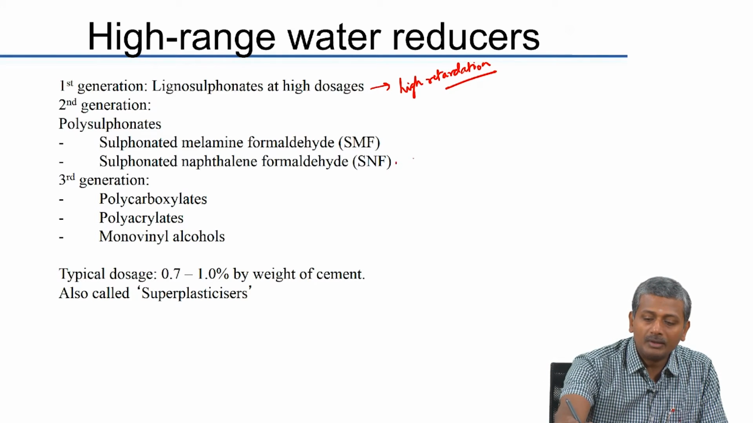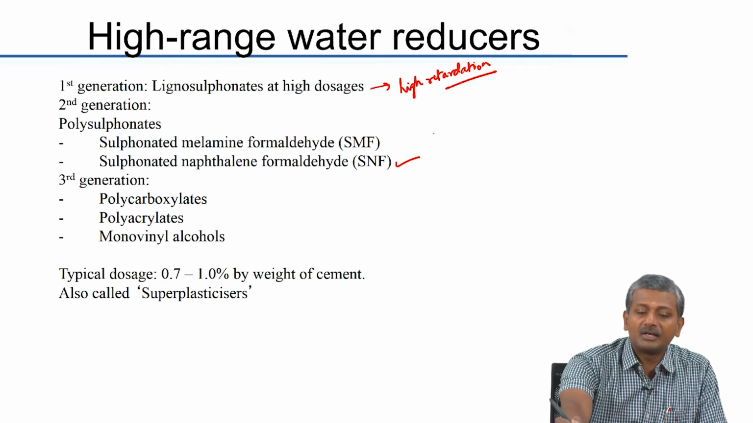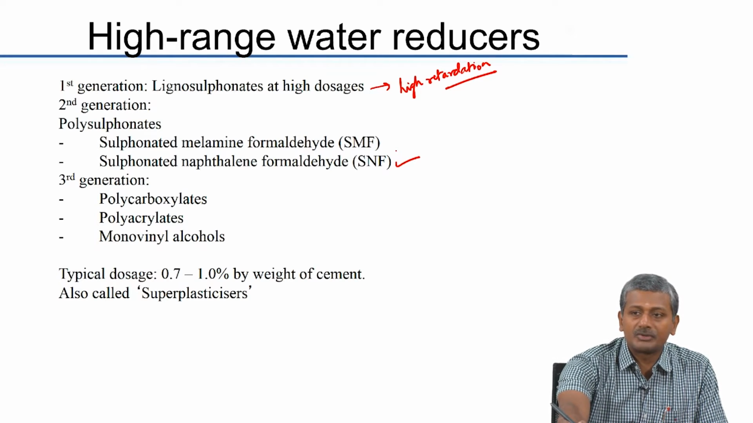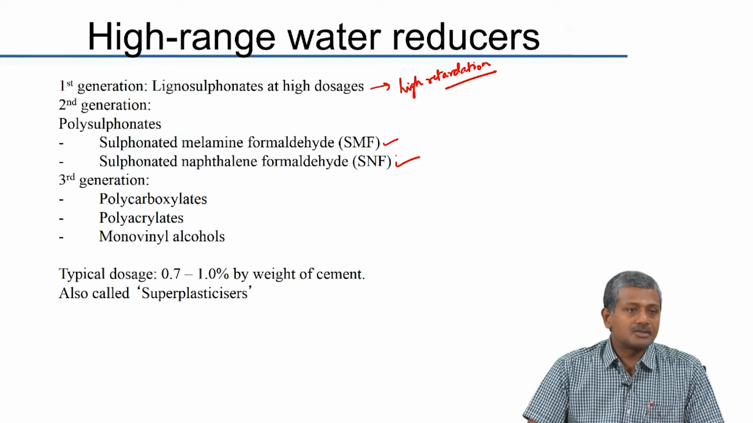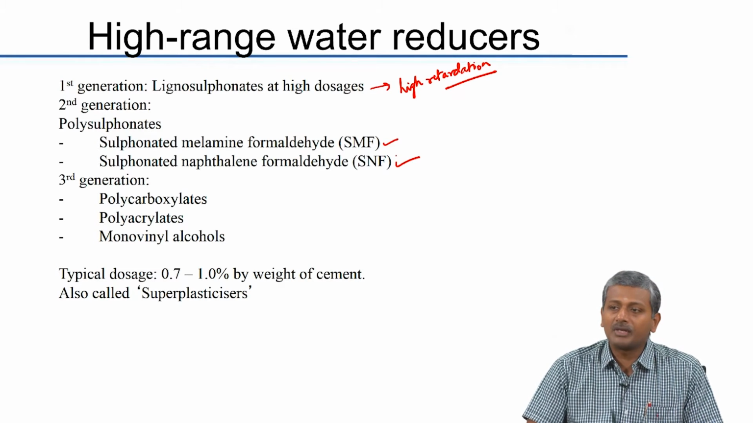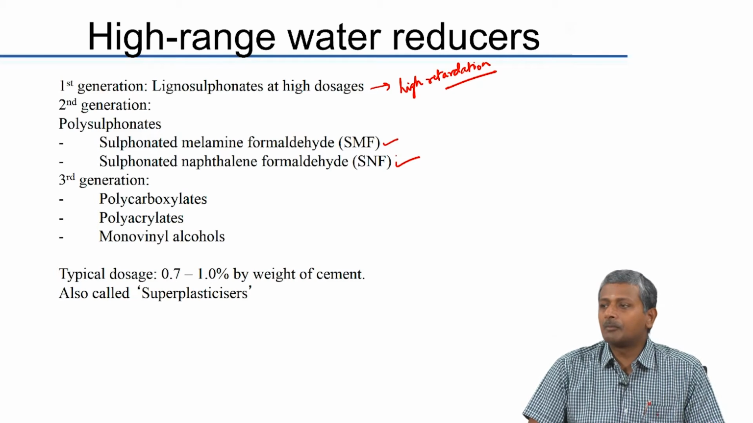The most common one all around the world is the sulfonated naphthalene formaldehyde. Especially in India, that is a very good admixture because it works very well in the warm climate that most of India has, right. So, sulfonated naphthalene formaldehyde or sulfonated melamine formaldehyde. Again, these are also called polysulfonates. These were the second generation admixtures that probably started becoming popular in around the 1970s.